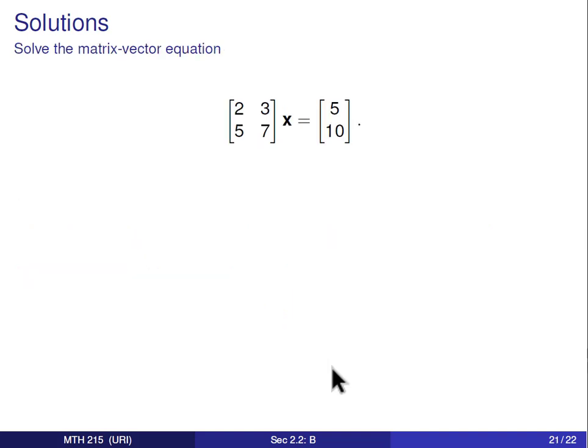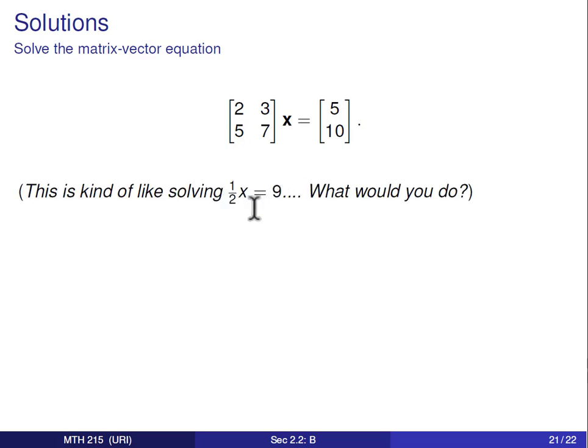Finally, the matrix vector equation [2, 3; 5, 7] times the unknown vector x equals [5; 10]. If you wanted to, you could definitely solve this by setting up an augmented matrix and just row reducing and figuring out what the entries of x should be. But let's take a look at this. We know how to solve something like 1/2 times x equals 9, where you just have a number times x equals a number. What would you do in that situation?